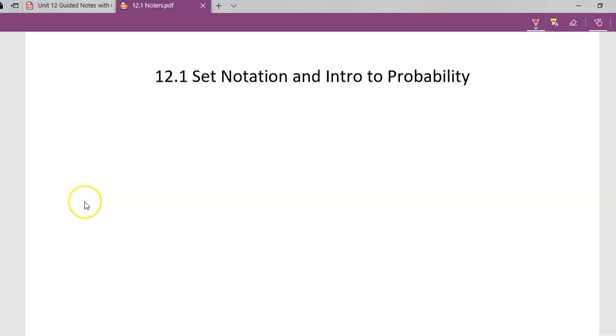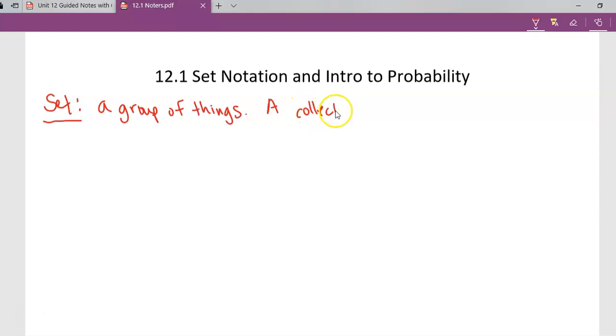So we're going to start by talking about something called set notation. This is going to help us have a discussion about probability, so it's kind of just a starting point. But let's start by defining what a set is. Informally, a set is just a group of things, or a group of items, or elements. We could say more formally, it's a collection of distinct elements.